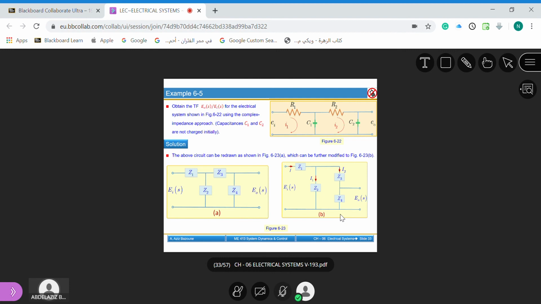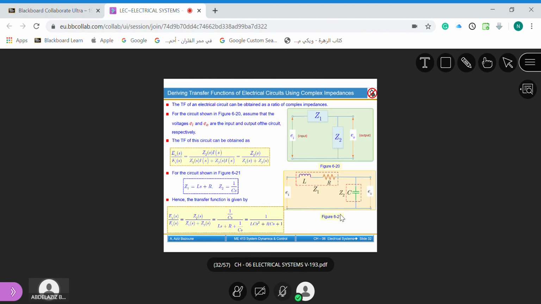If we have another problem like this, it starts becoming complicated. Obtain the transfer function E0 over Ei for the electrical system shown here, using the complex impedance approach. Sometimes he asks you to use a specific method. You either use KVL, or KCL, or the impedance method. Here now we try to bring it to the previous form. No matter what the circuit is, try to bring it to this form.